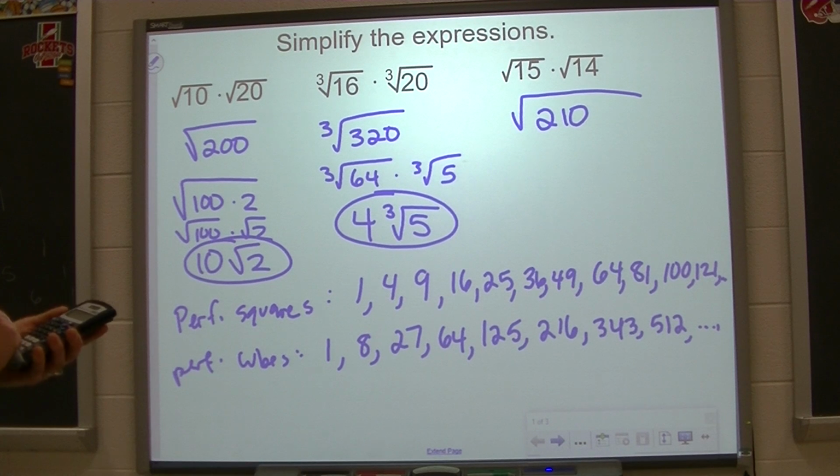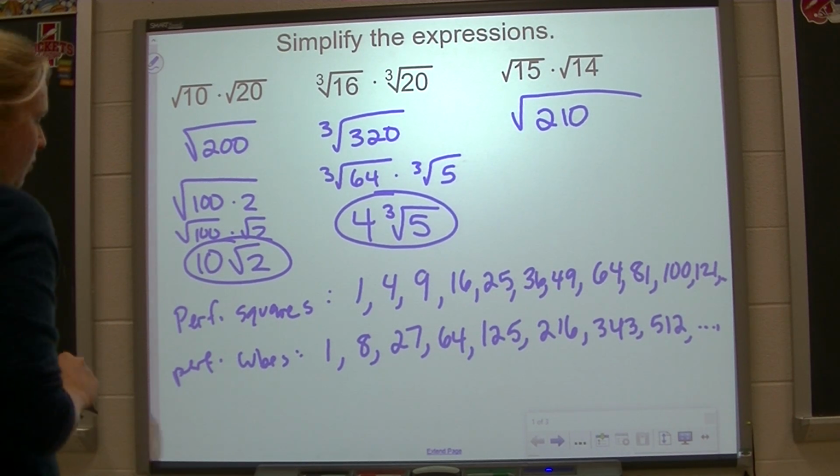210 divided by 49 doesn't work. 210 divided by 36 doesn't work. 210 divided by 25 doesn't work. 210 divided by 16 doesn't work. 210 divided by 9 doesn't work. 210 divided by 4 doesn't work. 210 divided by 1 does.